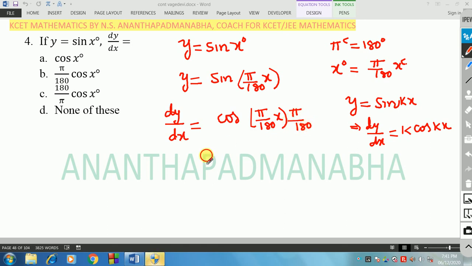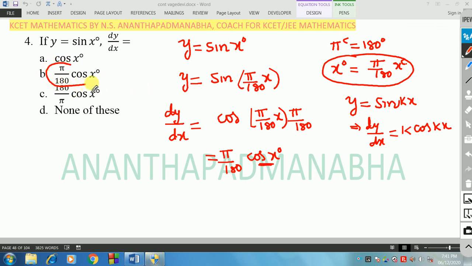So therefore I have pi by 180 into cos of x degrees. Now pi by 180 into x radian is nothing but x degrees, which we have seen here. So therefore pi by 180 into cos x degree is the derivative of sin x degree, which is option B here.